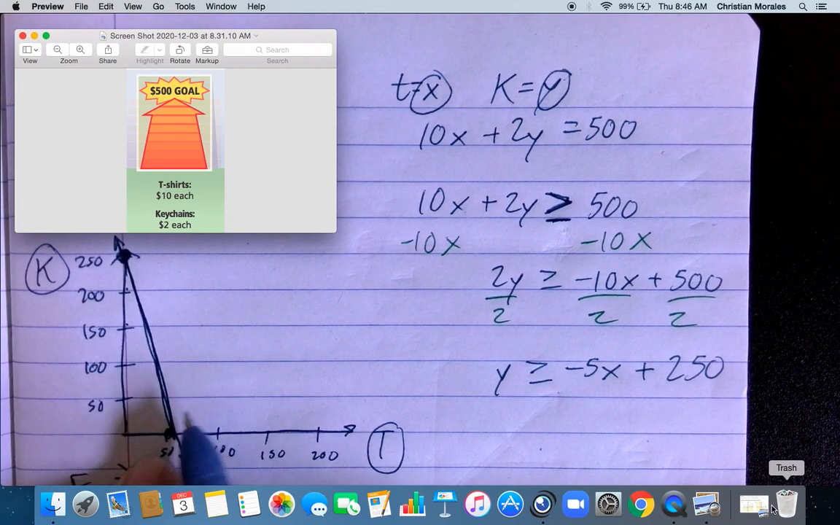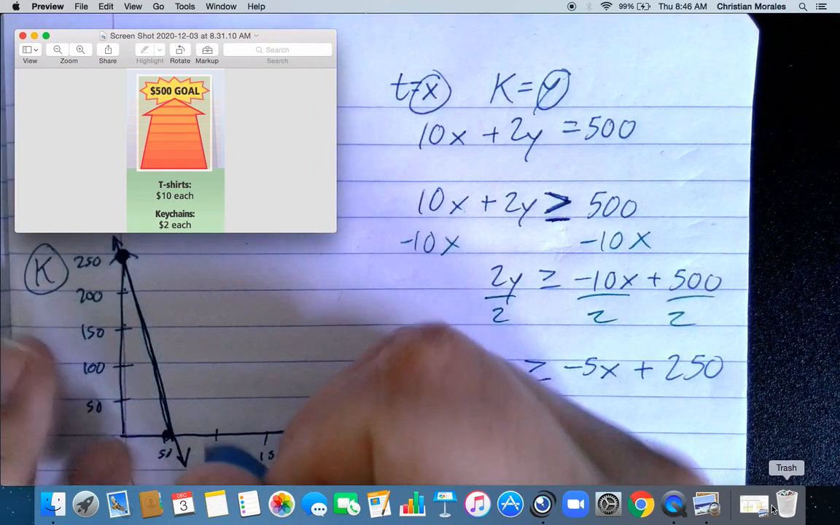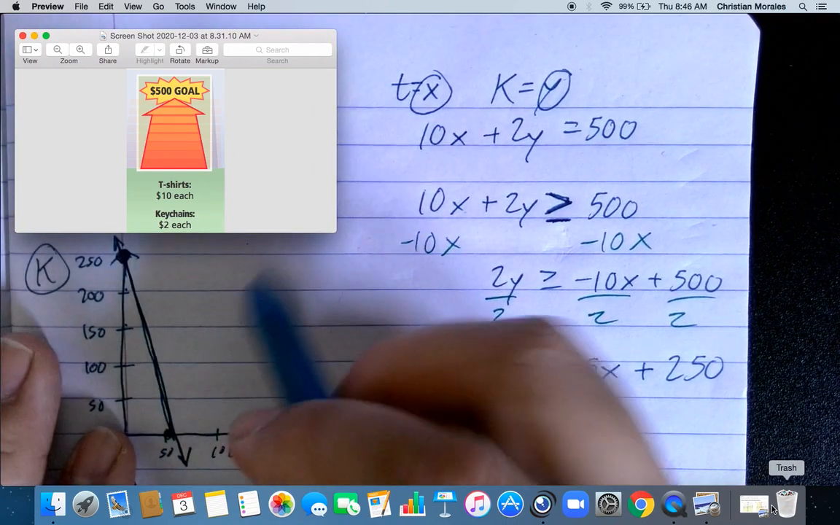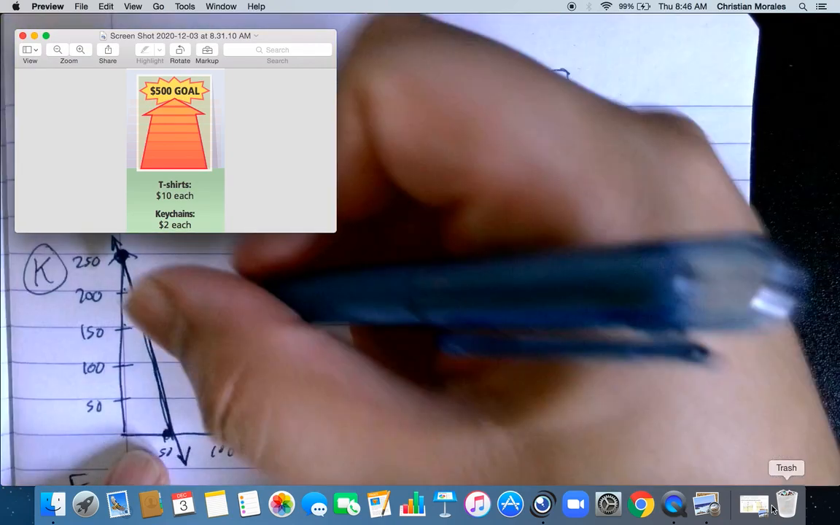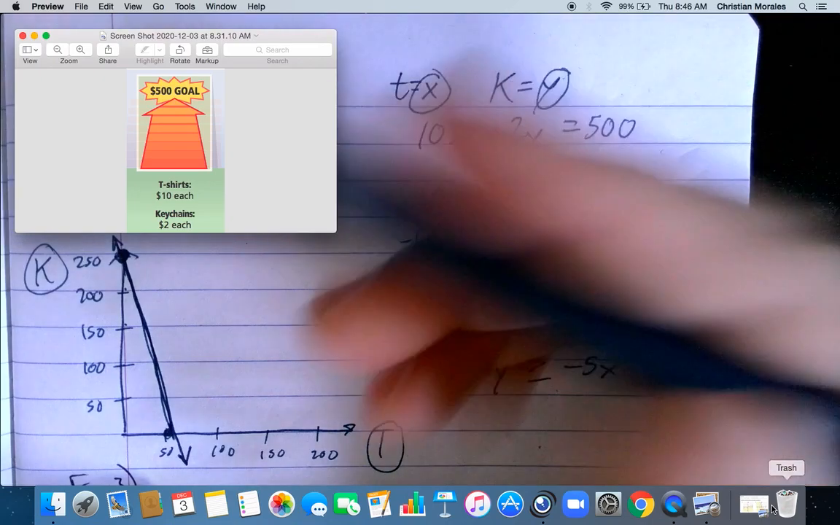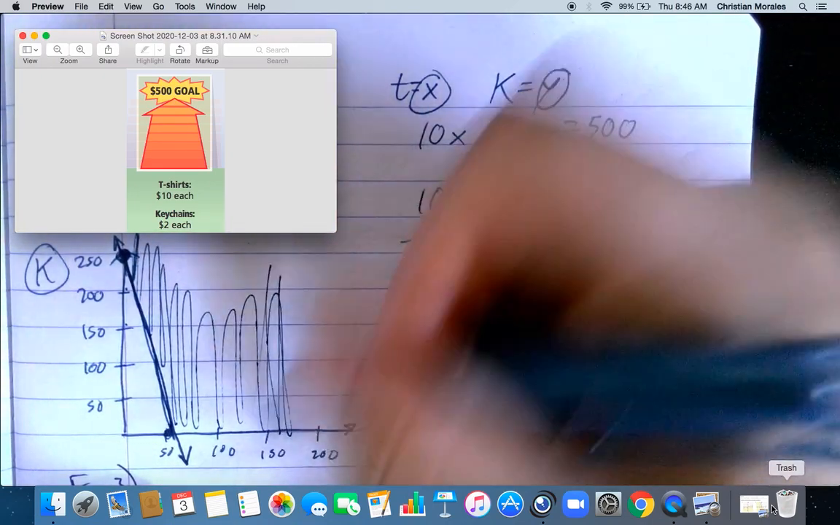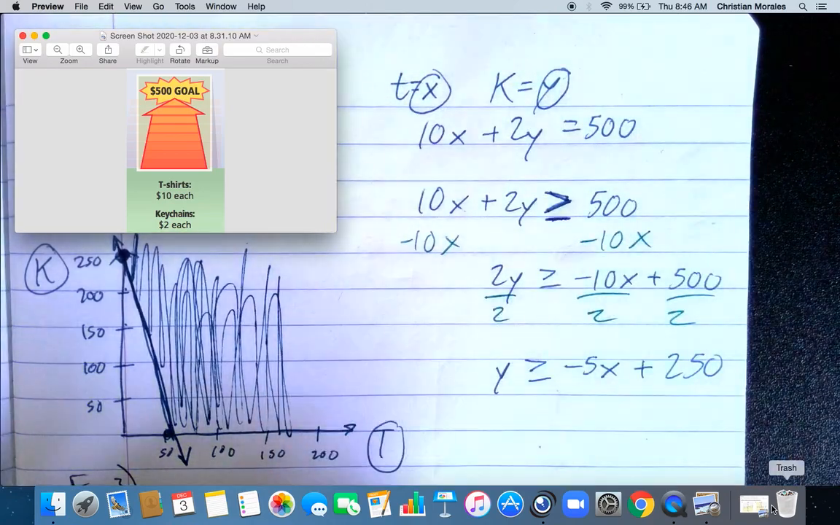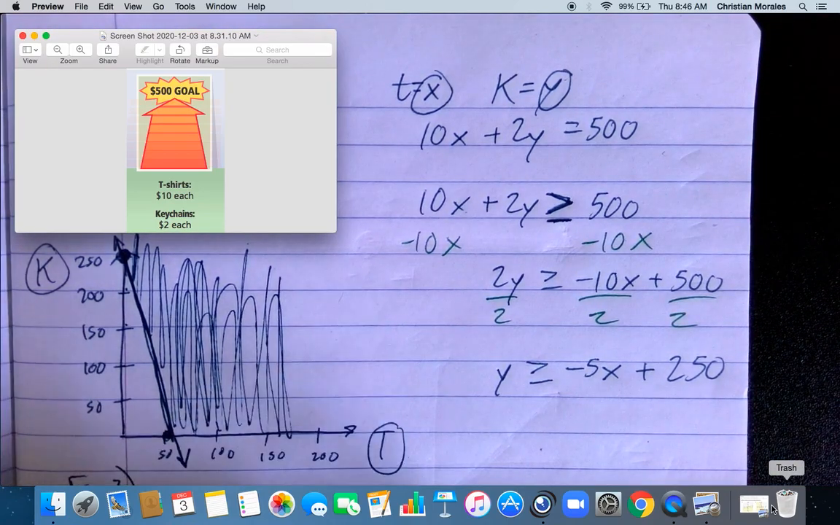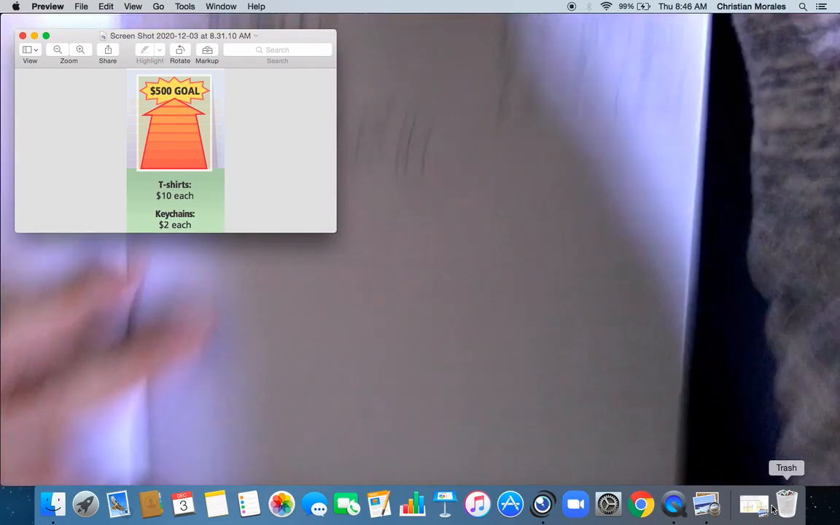Now, of course, they're going to sell a combination. They're going to sell a certain amount of t-shirts and a certain amount of keychains. But here's the thing. This line represents the goal. They can also go past the goal, so you would shade above it. And you can have more sales and make more money using different points over here. Okay? So that's how that would look.